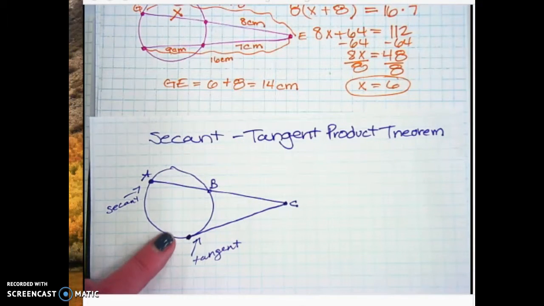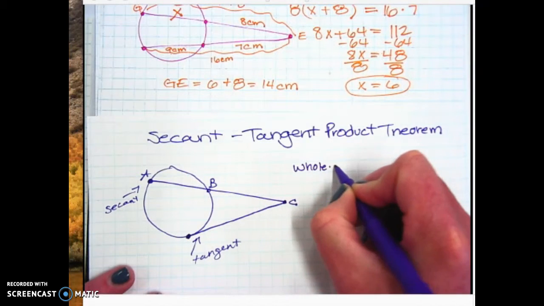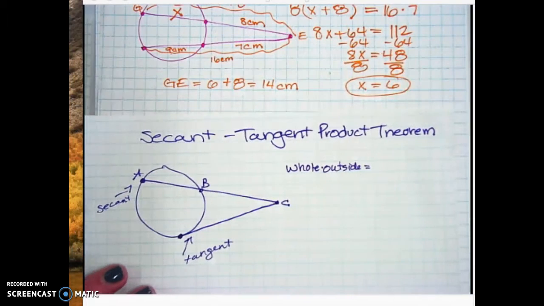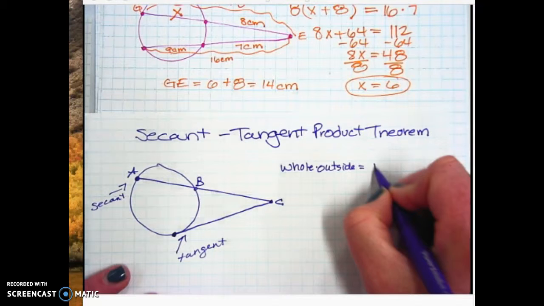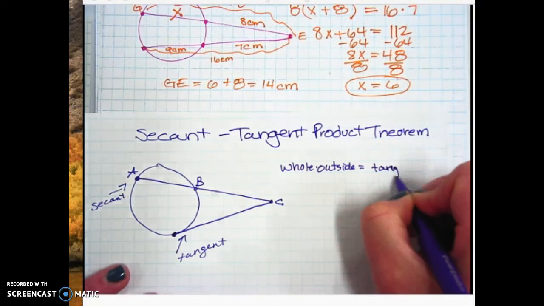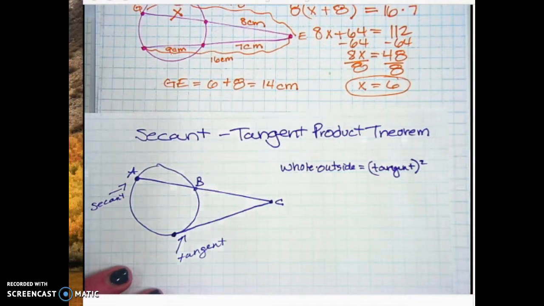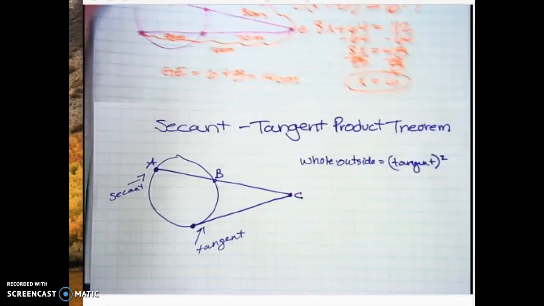Okay? For this theorem, the secant is going to be the same. It's going to be the whole times the outside, just like we did in the second theorem. But for the tangent, you're going to take the length of the whole tangent and you're going to square it or multiply it by itself. Whatever its length is, if it's 7, you'll just go 7 times 7 or 7 squared, same thing, right? Okay. Last example, example number 3.